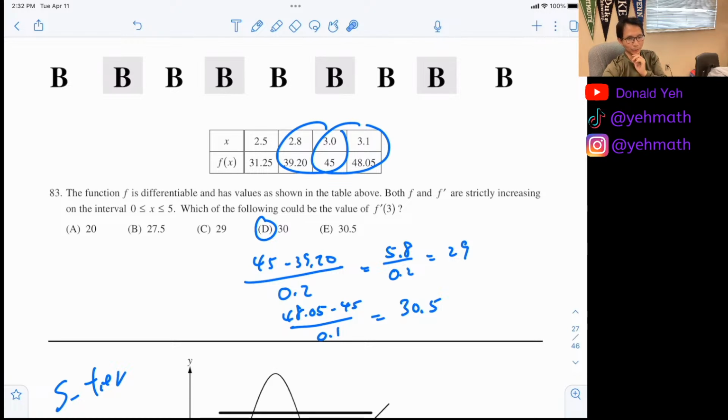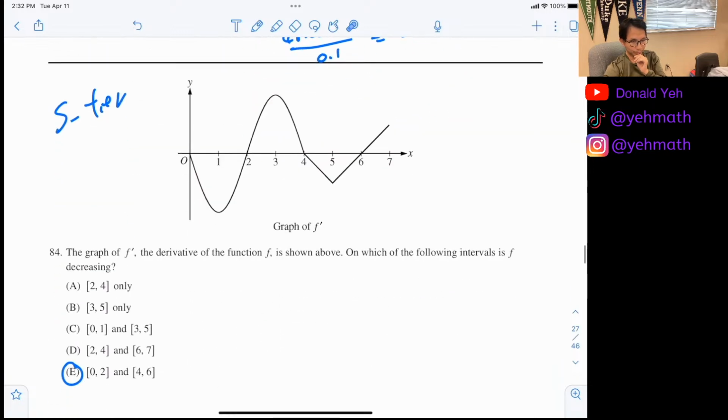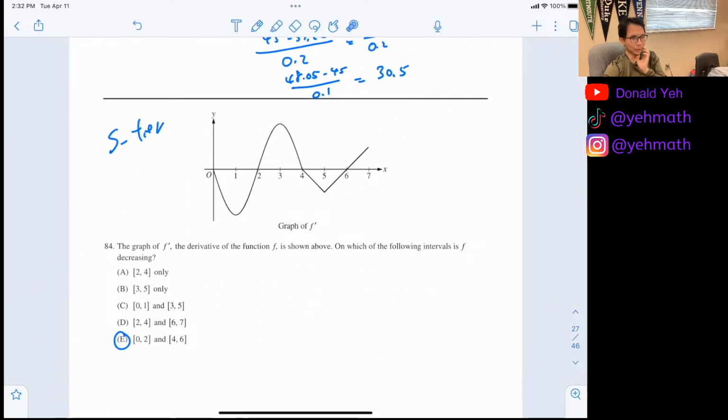So I think the keywords could be. So I think I understand what you're saying, but it's not exactly right in between. Otherwise, it will be 29.75. It's like 29.5 or something. Yeah. So 30 is correct. 30 is good. This is S tier questions.